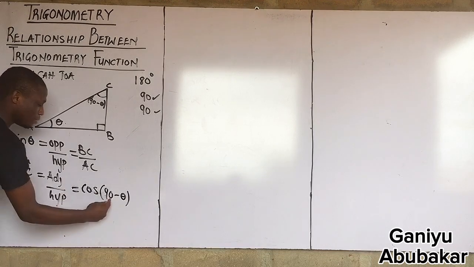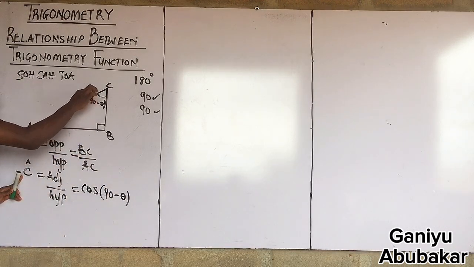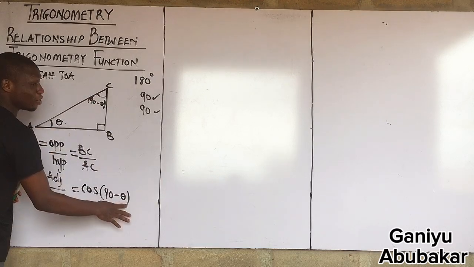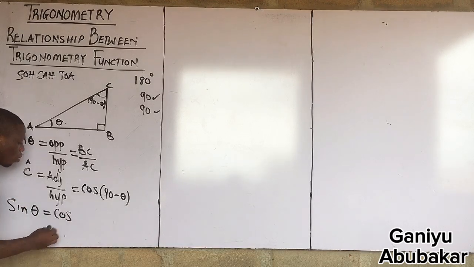Why is it 90 minus theta? I'm considering this angle here, so that's why I have cos of the angle I'm considering, which is 90 minus theta. So now we are saying that sine theta is equal to cos of what?